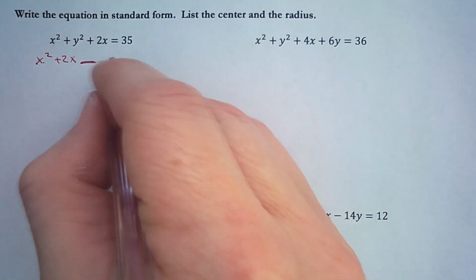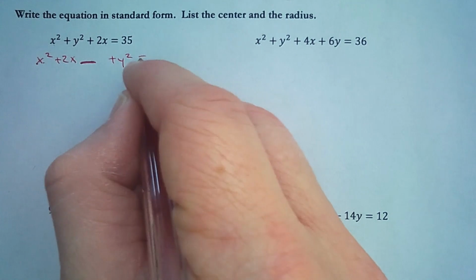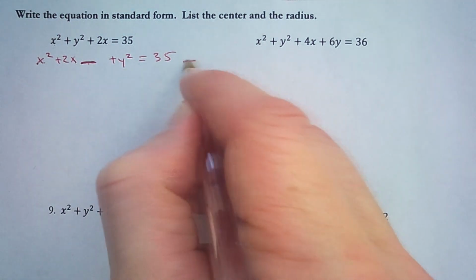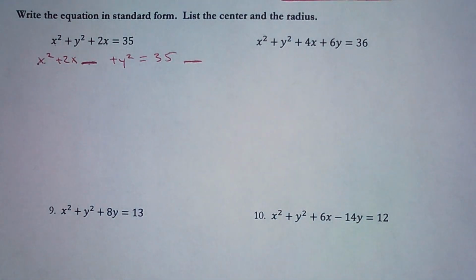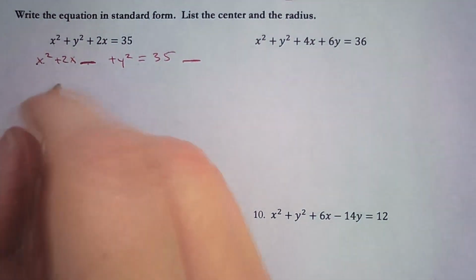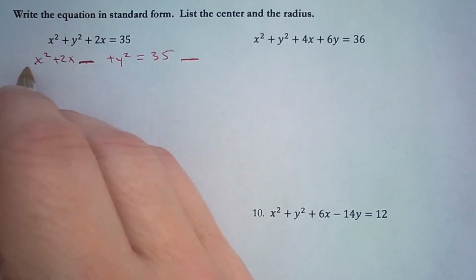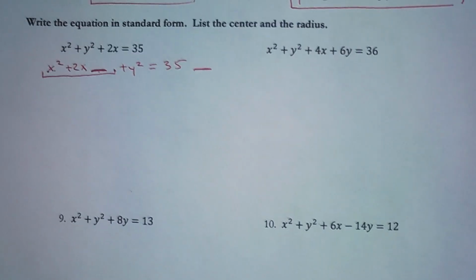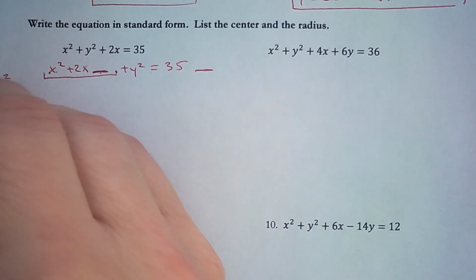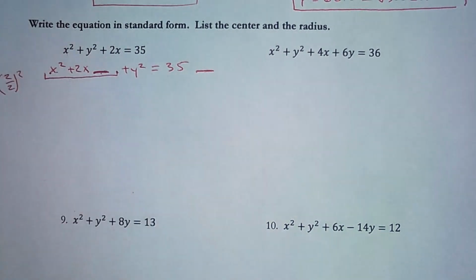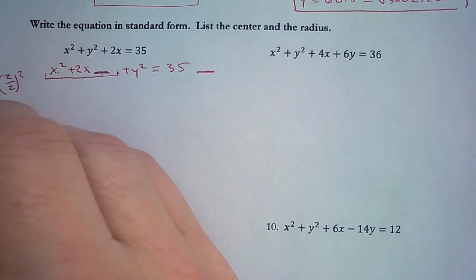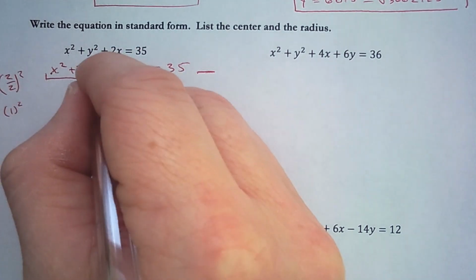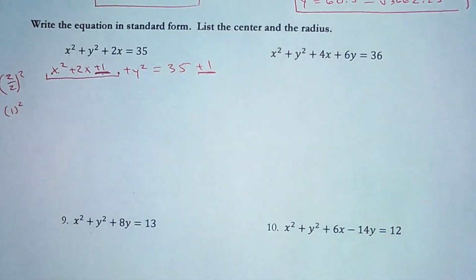Then we have plus y squared equals 35. Now I put a blank here. I'm going to have to add that same number right here. Okay, so to get this number, I'm going to complete the square using this right here. So I'm going to take b and divide it by 2 and square it. 2 divided by 2 is 1, so that's 1 squared, and 1 squared is 1. So I'm adding 1 in both of these blanks.